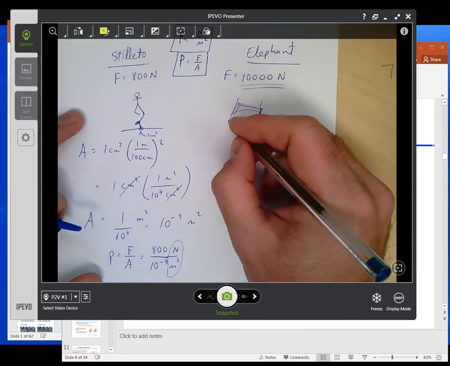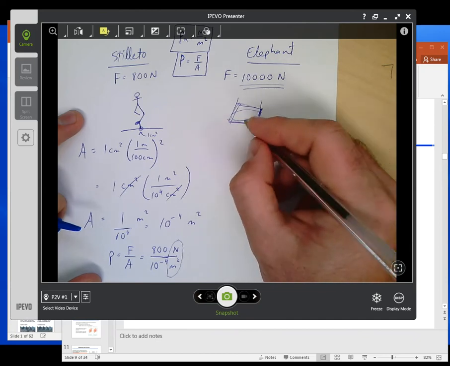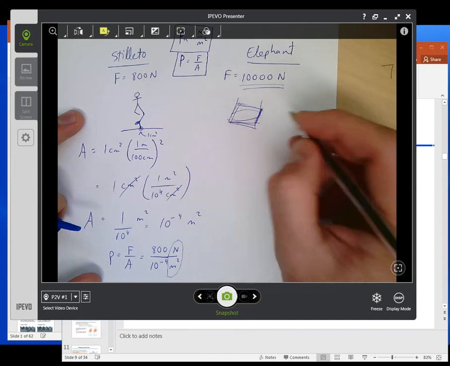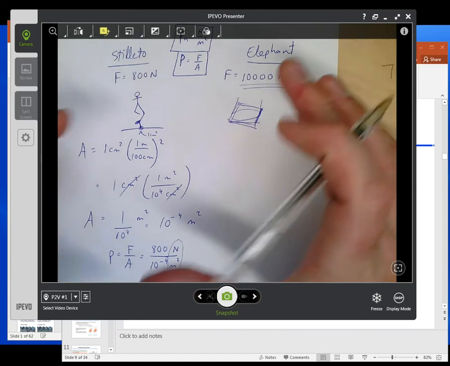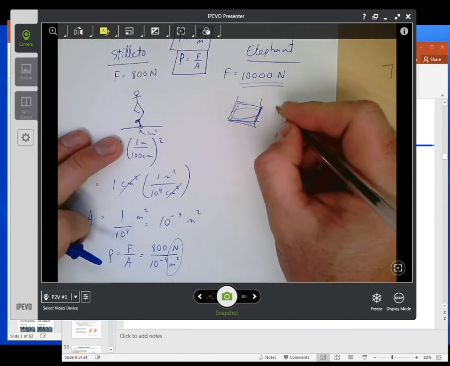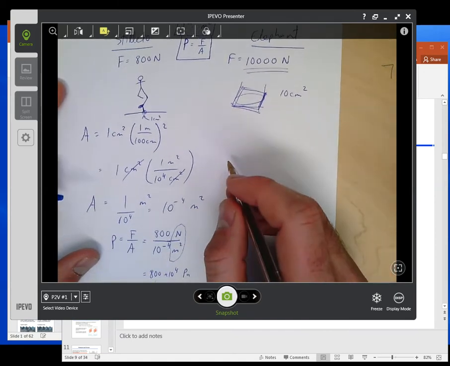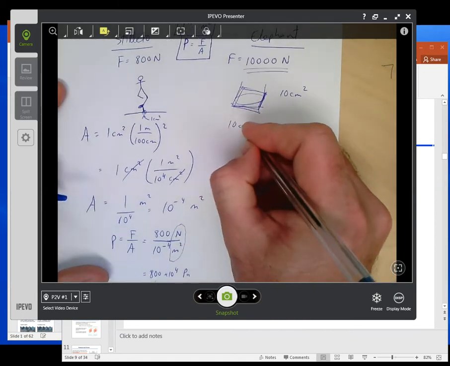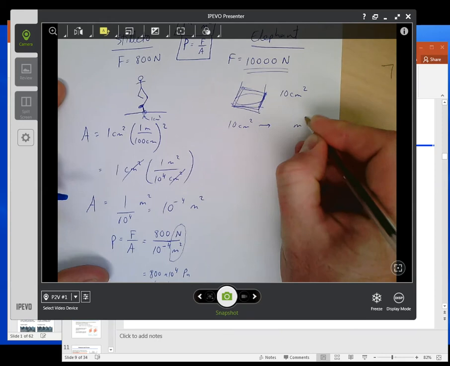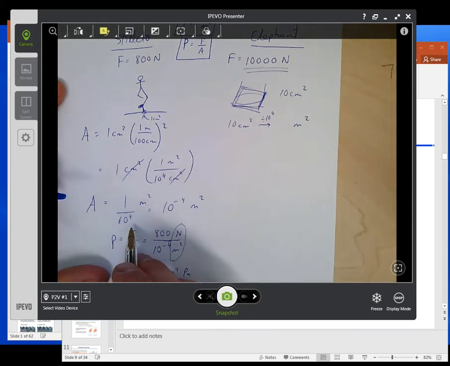Let's come up with some easy number here. If it's 10 centimeters by 10 centimeters, something like that, it's about this big. Yeah, it seems okay. Let's just do that. So let's say it's 10 square centimeters. And I found out from before that if I want to go from square centimeters to square meters, it looks like I just divide by 10 to the 4. That's what we figured out over here.